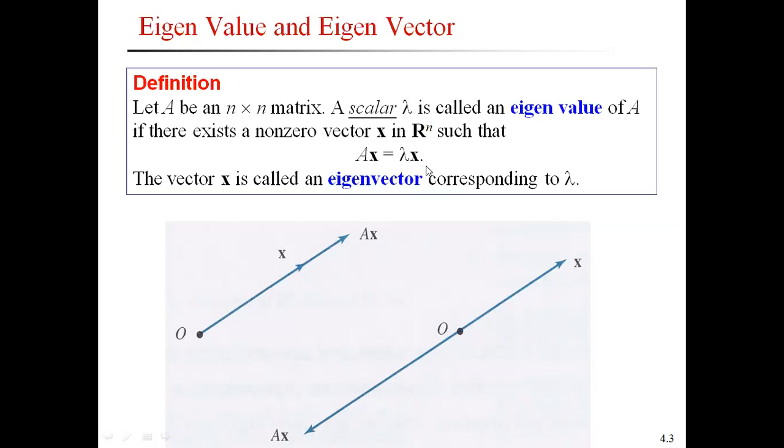Mainly in the equation Ax equals lambda x, lambda is a scalar. This lambda is called an eigenvalue of A, and x is called the eigenvector corresponding to lambda. This is the main definition of eigenvalue and eigenvector. First, we have to remember this equation Ax equals lambda x, where the scalar lambda is called the eigenvalue and the vector x corresponding to lambda is called the eigenvector.